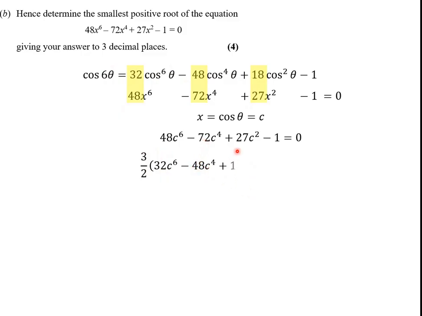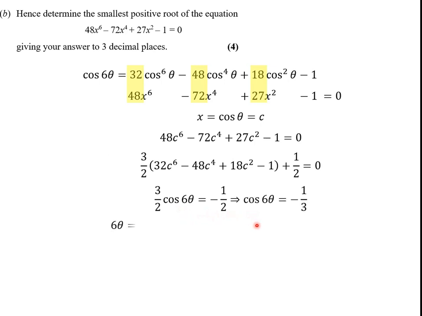48 and 18. But I need a -1 in there to make it cos 6 theta in the bracket, which means I've got 3 over 2 times -1, so minus 3 over 2. But in my equation, I've just got -1, so I need to add on a half to make it right. I've just got -1 there. And I say that that bracket is just cos 6 theta. So 3 over 2 cos 6 theta is minus a half. So cos 6 theta is minus a third.